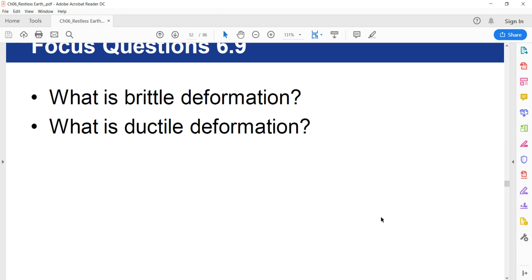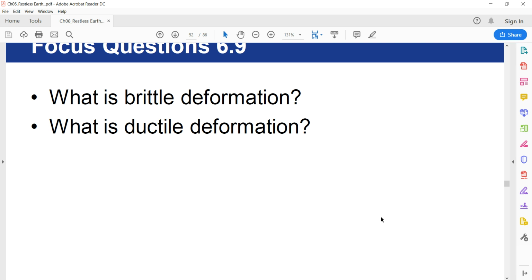Brittle deformation is when an object shatters into smaller pieces. Think about a piece of glass. If you drop it on the floor, it will just shatter into smaller pieces. So that is a kind of brittle deformation. And same thing, if you hit a rock hard enough with a hammer, or if you throw a rock against a wall, chances are that the rock will break into smaller pieces. So that is called brittle deformation.